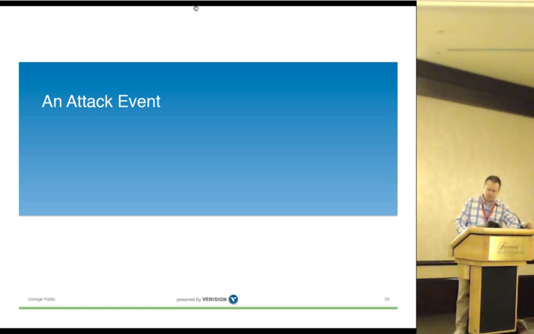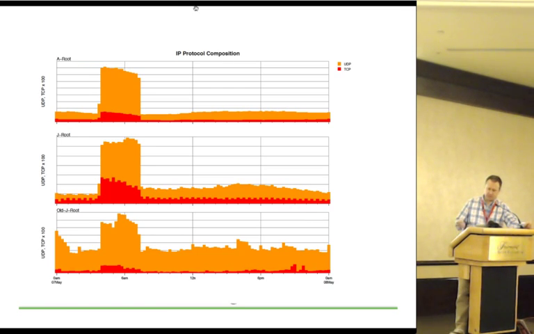So I want to talk a little bit about a particular attack event that we noticed last year. This was in the middle of the year or so. When we were looking at the data, we saw that the old J-Root address was also receiving the attack queries, which was a little bit unexpected. And so I made these charts.